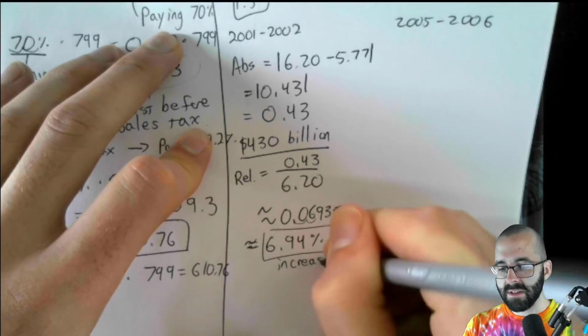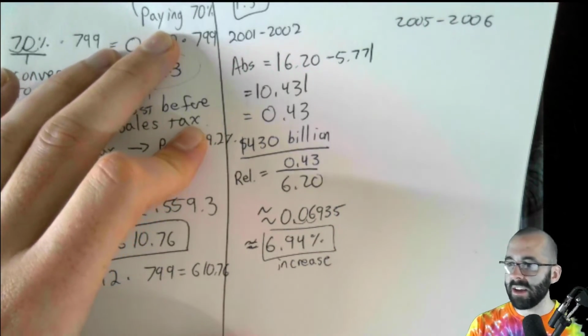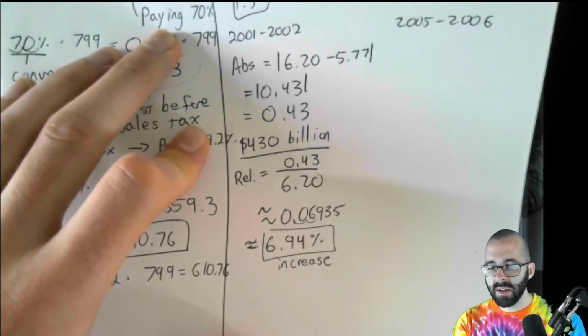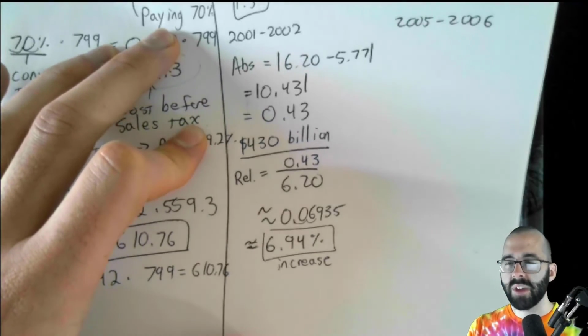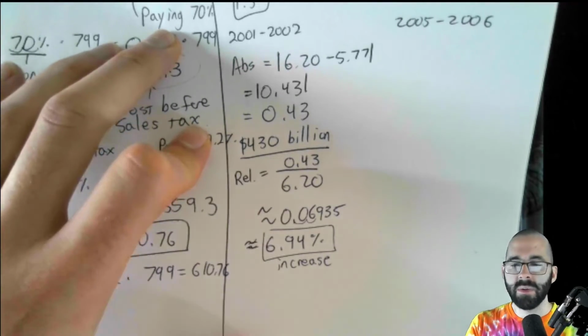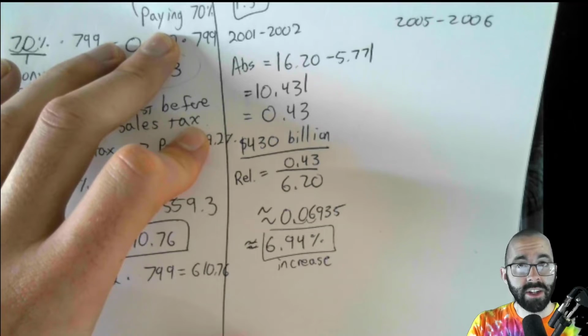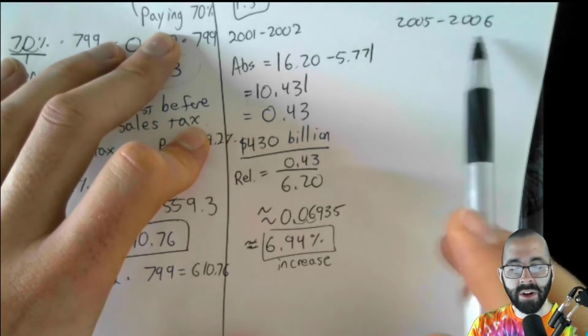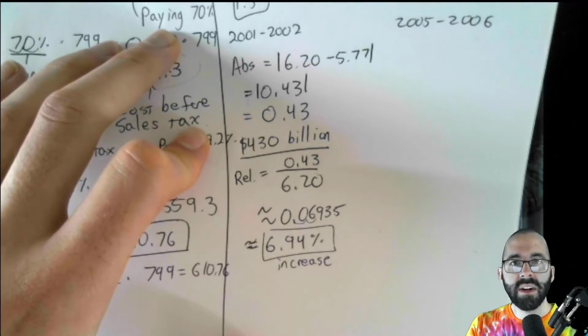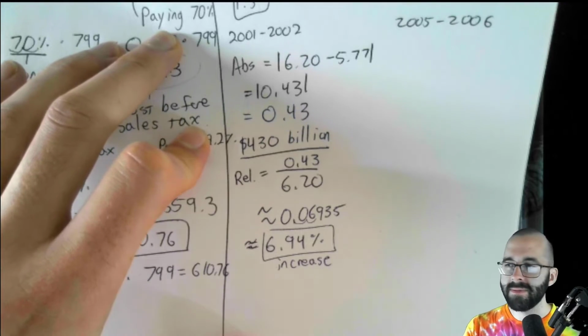So the debt increased by about 6.94% in that year. We can do the exact same thing with 2005 to 2006. So this would be a good time to pause the video, do the other one on your own, and then we'll compare them. So pause the video now and do the problem.